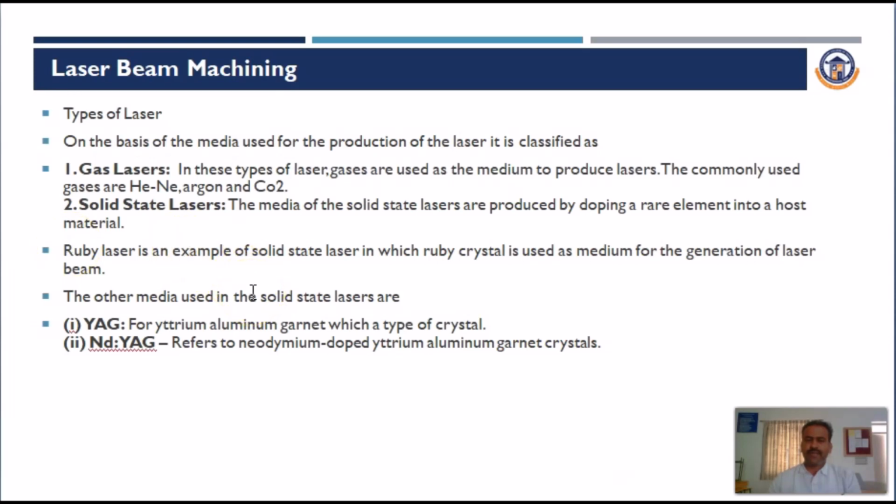The different types of lasers used in laser beam machining: the first one is the gas laser, another one is the solid state laser. In the gas laser, gases are used as the medium to produce the laser. The commonly used gases are helium, neon, argon and CO2. These are the compounds used to create a gas laser. In the solid state laser, the medium is produced by doping a rare element into a host material. That is called the ruby laser. The ruby laser is one example of a solid state laser, in which ruby crystal is used.